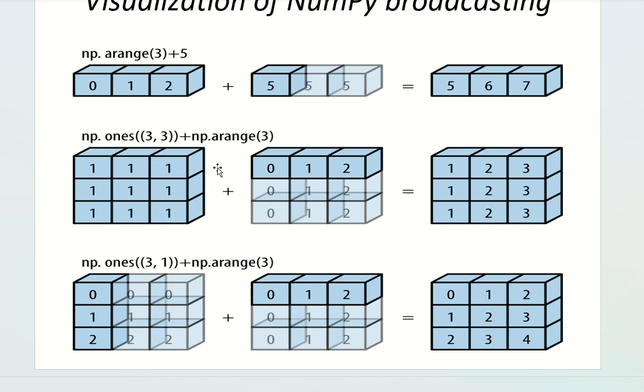We are adding the 3 cross 3 matrix with a 1 cross 3 matrix. So here you will get the answer as 1 1 1, 2 2 2 and 3 3 3. While adding 0 plus 1, 1 plus 1 and 2 plus 1, we are padding the remaining two rows the same as that one row.